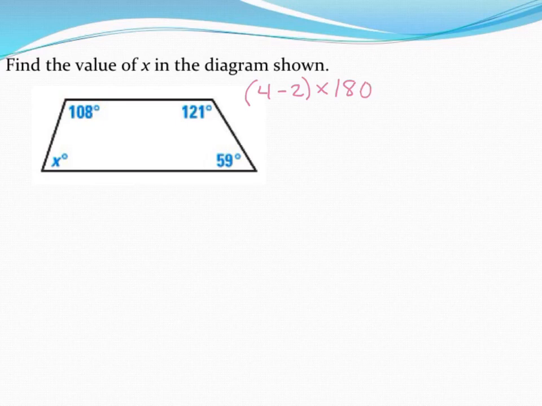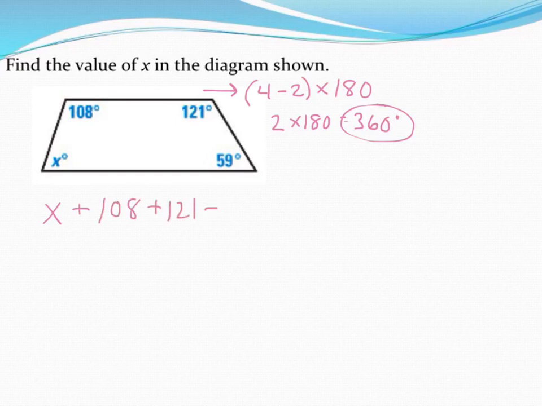So use your formula, n minus 2 times 180. I've got 4 sides in this figure. It's a quadrilateral. So I've got 2 times 180, or 360 degrees. So I know that these 4 angles in this quadrilateral will add up to 360 degrees. That number will change as your number of sides change, so just be sure you repeat this step for every new polygon you have. After that, I'm just going to go ahead and add up all my angles. So I've got an x, I've got 108 degrees, I've got 121, and I've got 59.